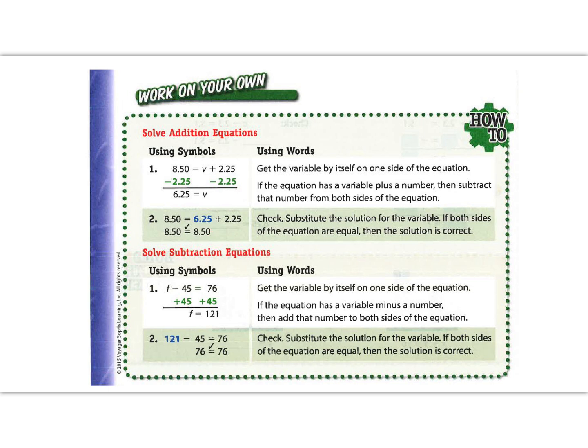Now for subtraction, when you're doing this, it says you need to get the variable by itself on one side of the equation. So F minus 45 equals 76. If the equation has a variable minus a number, then you add that number to both sides. So minus 45, you need to add 45 to both sides, and then F is by itself. To get 121, then you check. Substitute the solution for the variable. If both sides of the equation are equal, then the solution is correct.